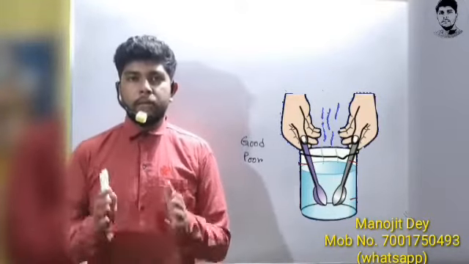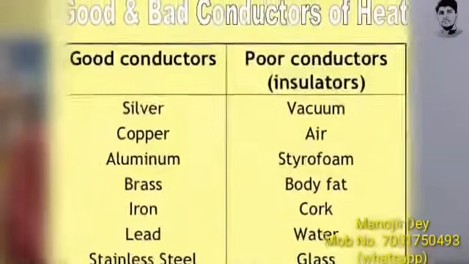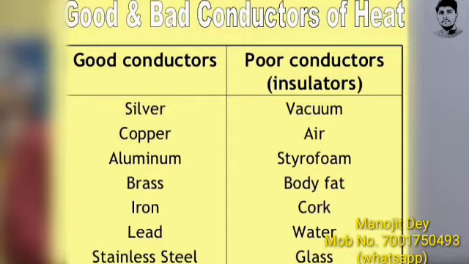So I give you an example. I give you some examples of good conductors and bad conductors on the screen. You could find which one is the good conductor and which one is the poor conductor. You could see air is a poor conductor, or air is an insulator.